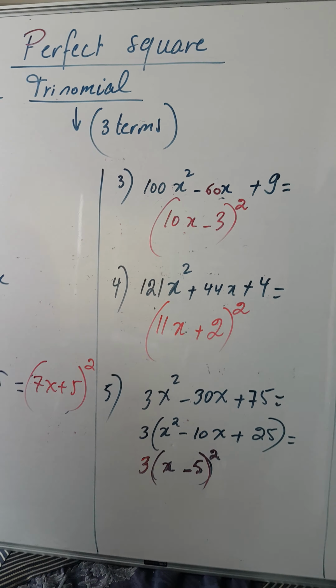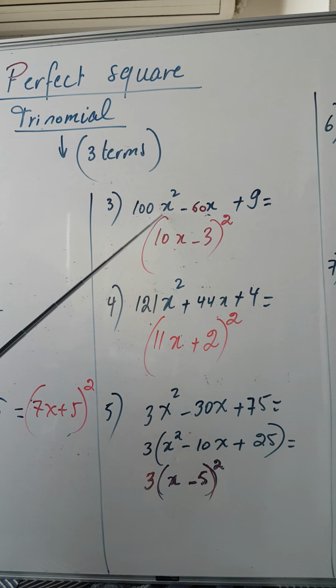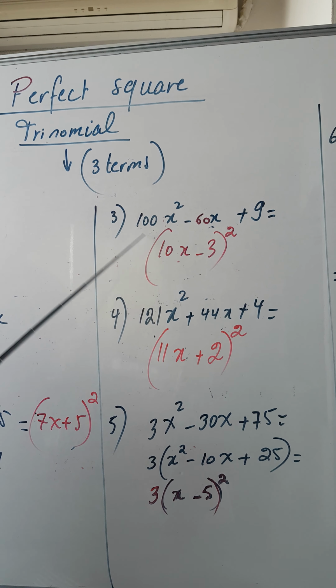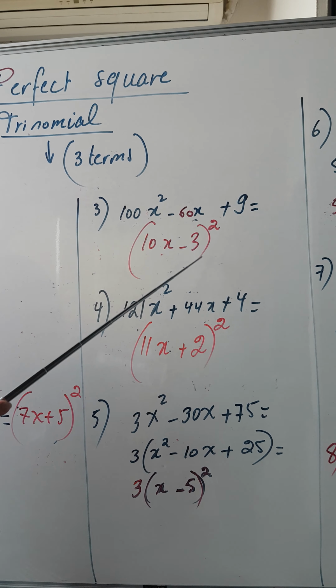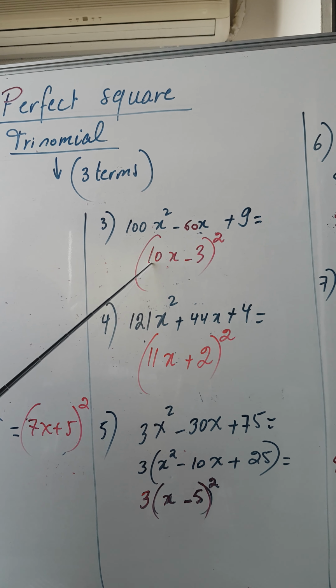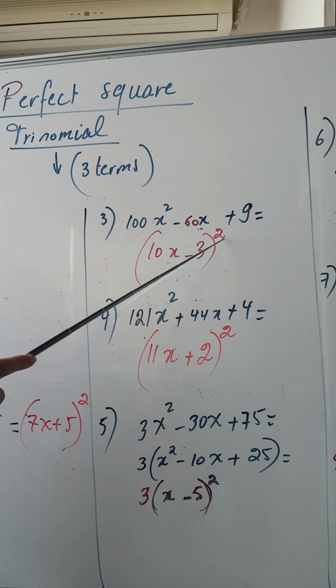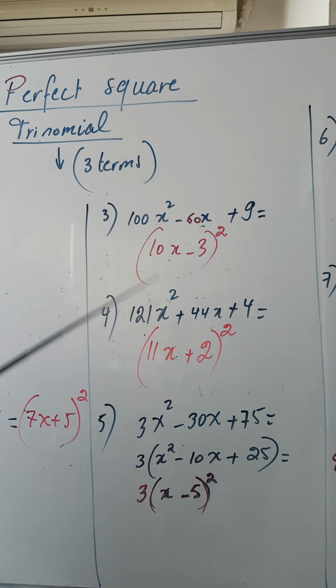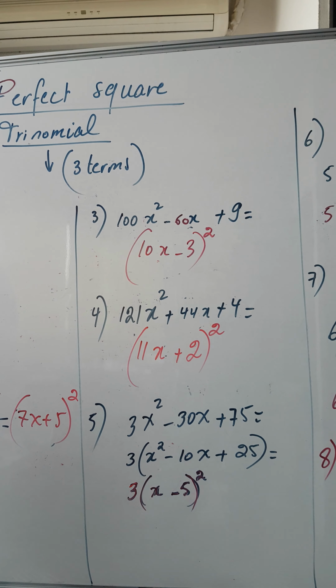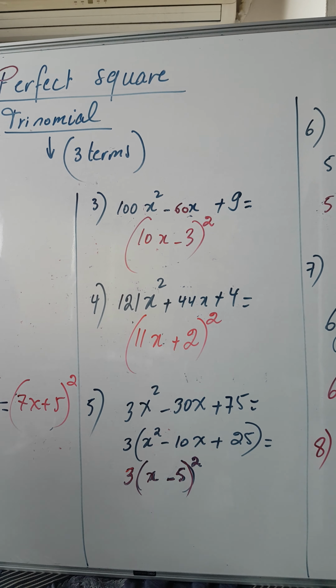We go to the third example. The square root of 100x squared is 10x. The square root of 9 is 3. Now 10x times minus 3 times 2 is equal to minus 60x. So again, this is a perfect square trinomial.